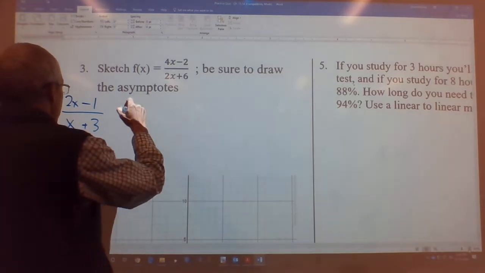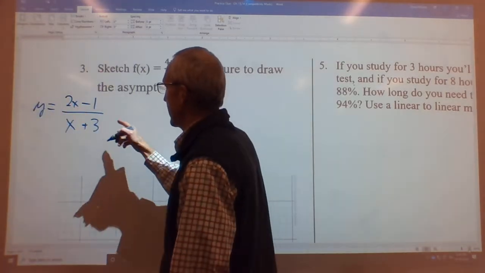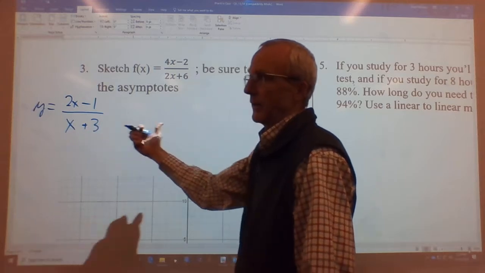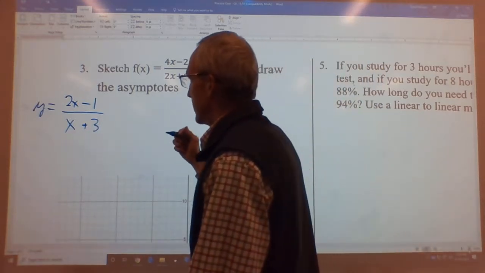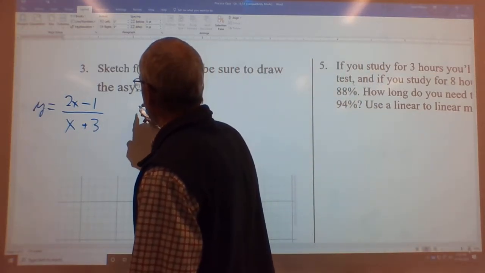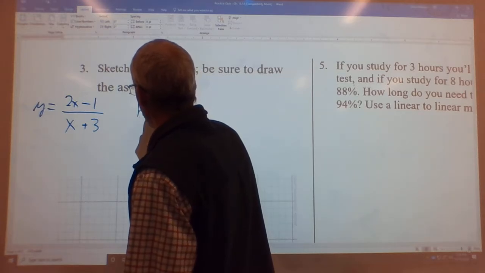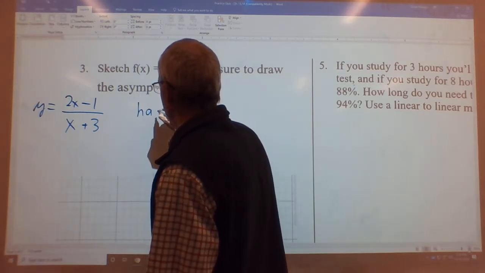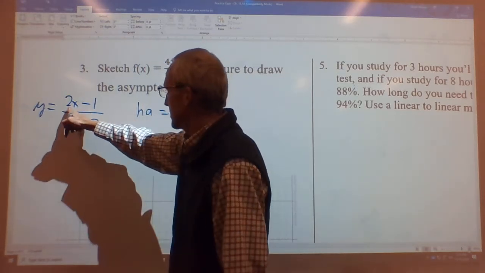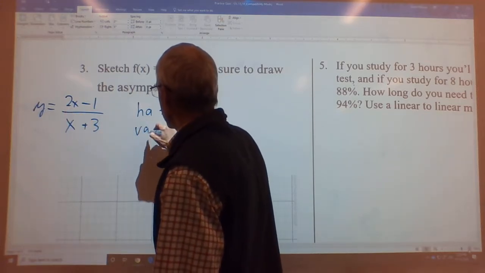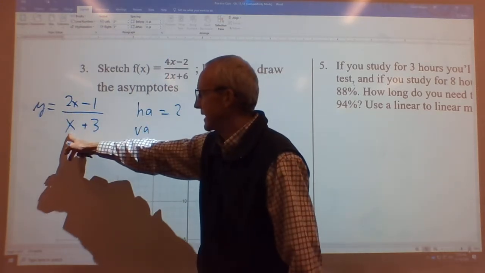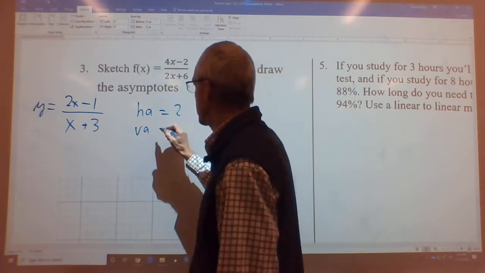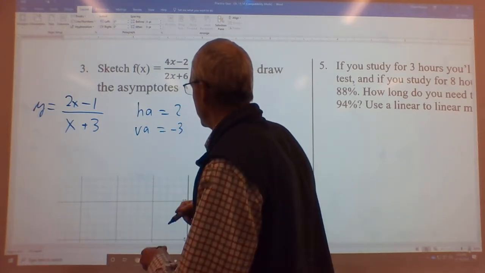So that means that the 2 is the horizontal asymptote, is the better way to say it. So the horizontal asymptote is 2, because that's a 2. And the vertical asymptote, where it goes to infinity, is -3, because -3 plus 3 is 0. So that's equal to -3.